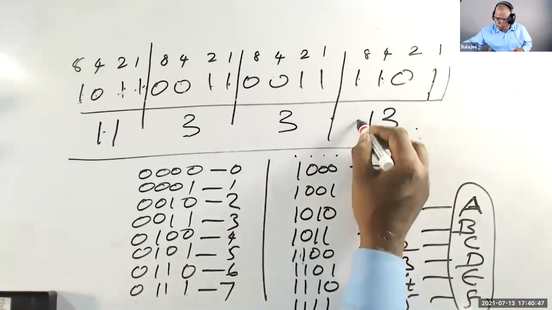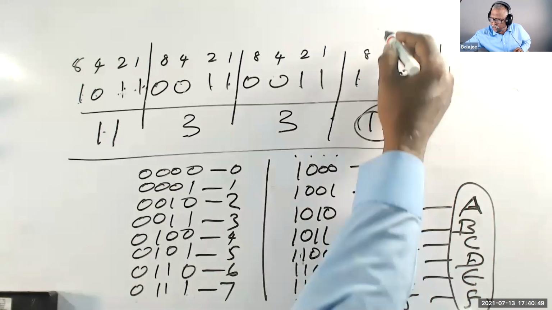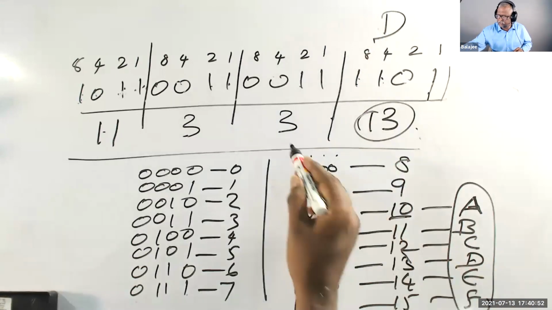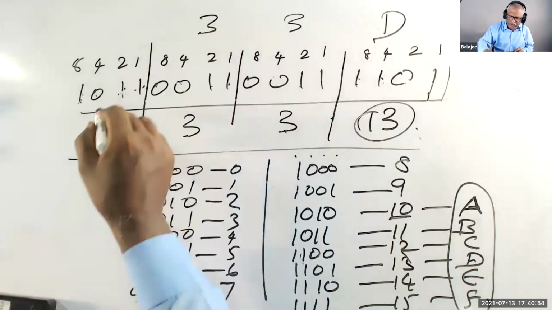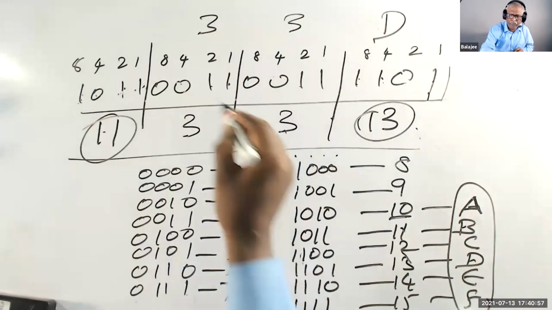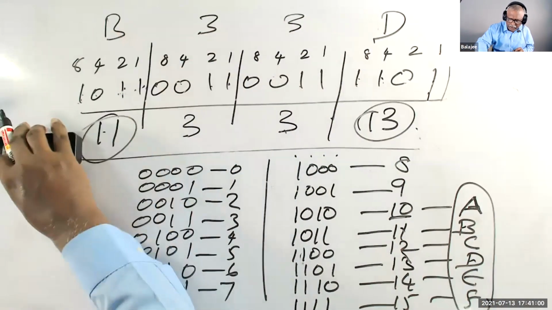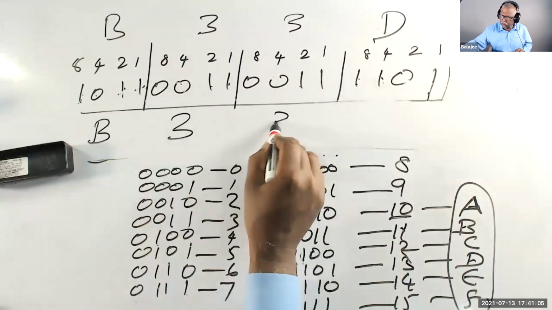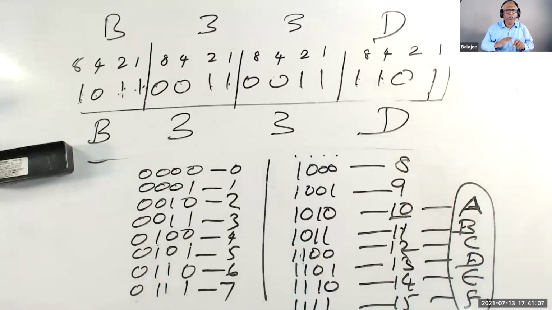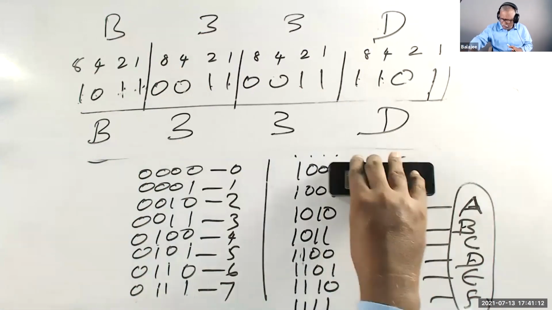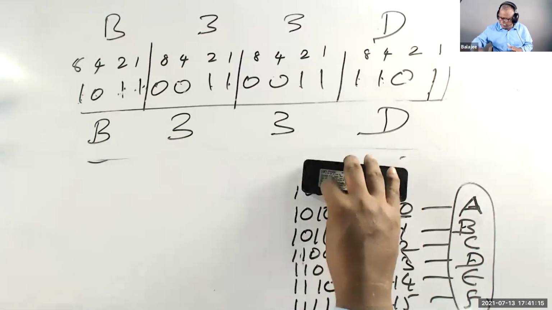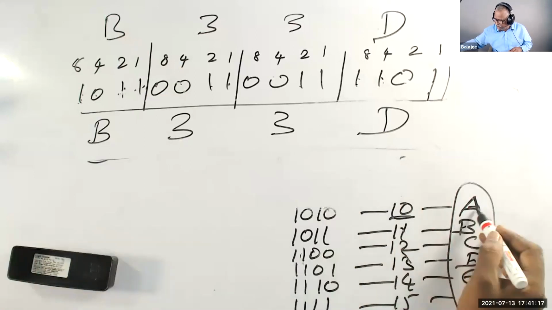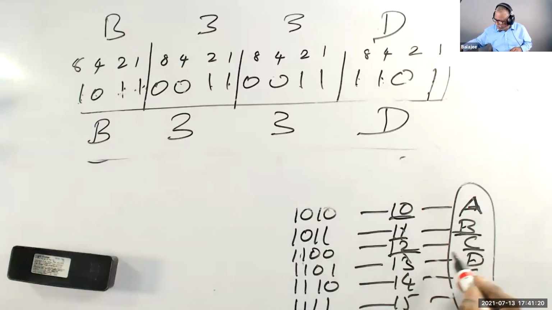Now, how do I write here? 13 is how much? D. Then 3 is 3. 3. 11 is how much? B. I don't write it like this. I write B, 3, 3, D. Now let us remember only this. This we know. We don't have to remember this. But we have to know: 10 means A, 11 means B, 12 means C, 13 means D, 14 means E, 15 means F. This you have to remember.